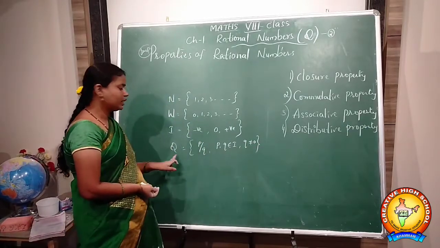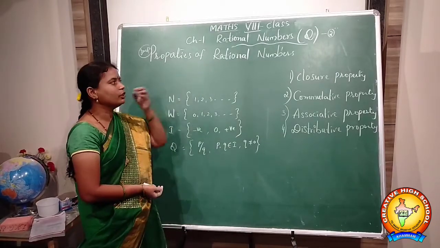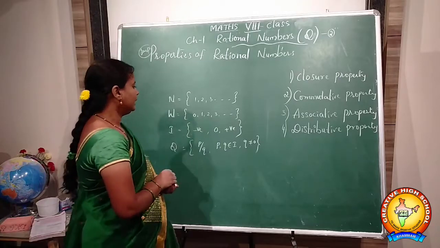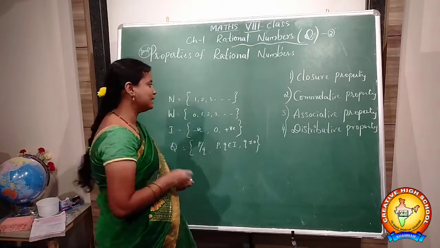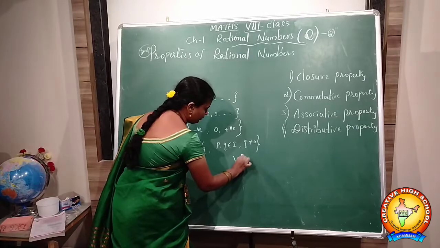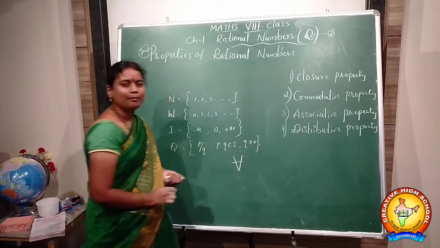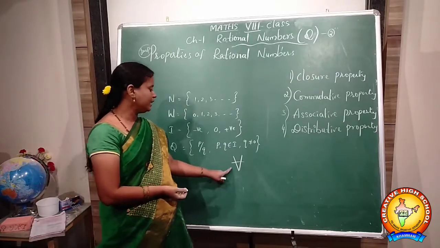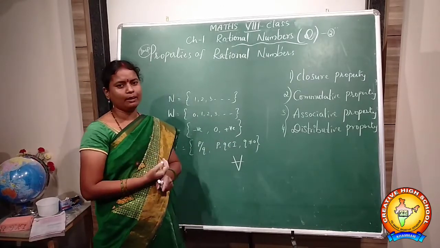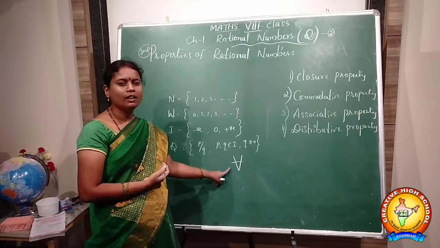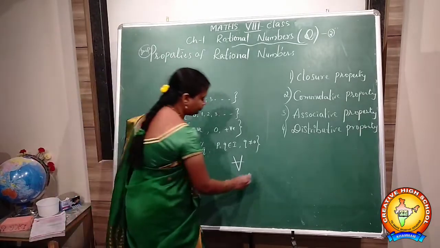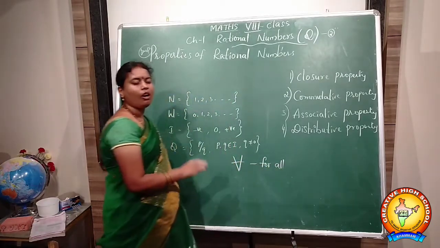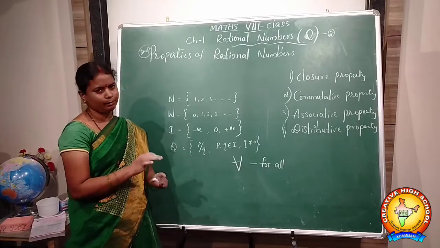Why did I write Q here? Because rational numbers are denoted by the letter Q. Next, let us learn about two symbols. This symbol indicates "for all". If we write this symbol, it means for all the numbers. For all means the set of all the numbers.